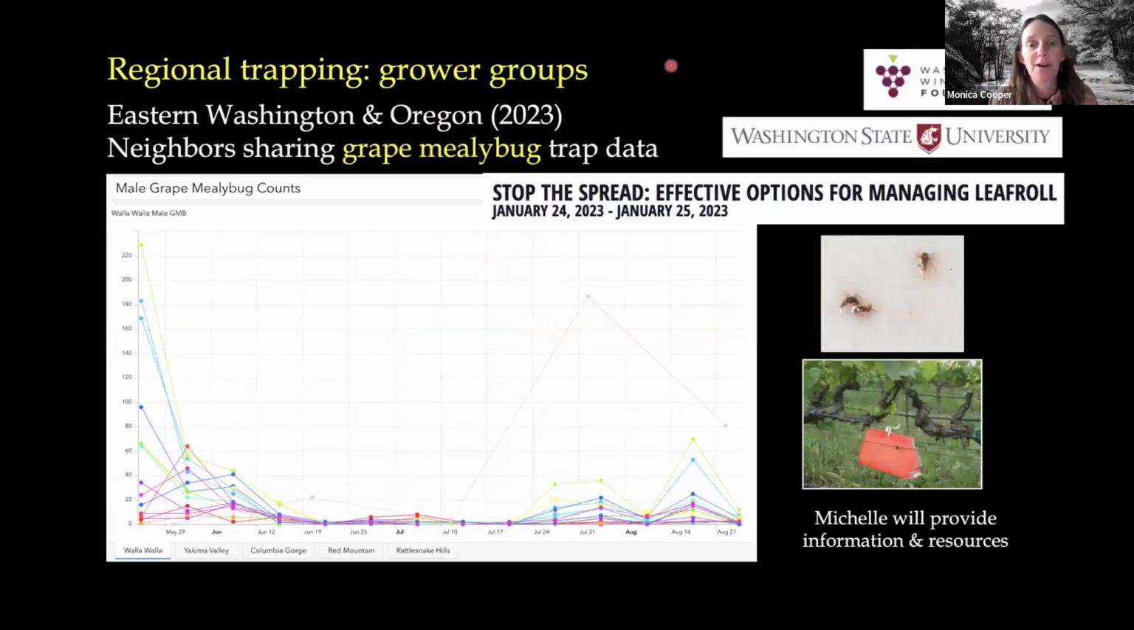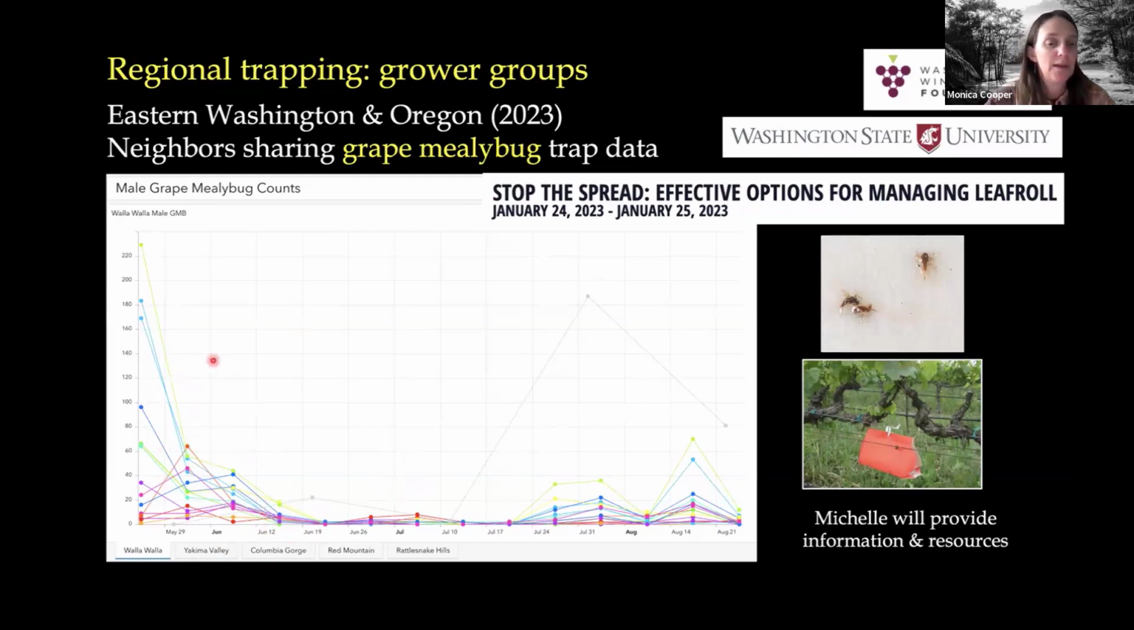As Michelle mentioned in the introduction, I was in Washington last January, and we were trying to get people in that area excited about sharing grape mealybug trap data. This is a screenshot of the monitoring that was done last season, and how we were sharing it so that all growers could have access not only to their own data, but also to look at how their data compared to other growers within the different regions that we were targeting.